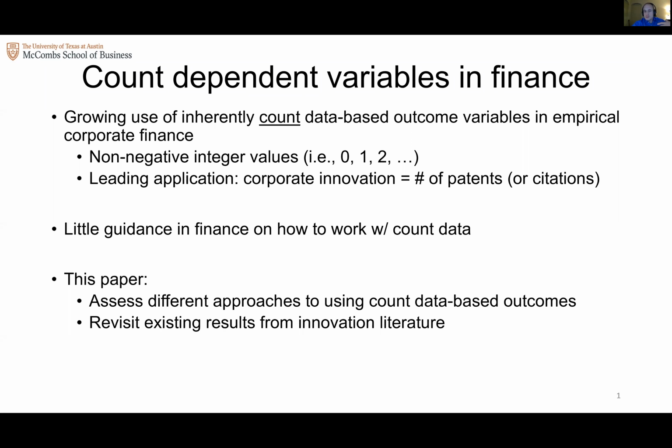And then we're going to revisit some existing results from the innovation literature, where we're going to run some regressions that are going to involve patents. We're going to see how robust those estimates are to estimating different types of models and what we can say about what might drive disconnects between different types of models as well.